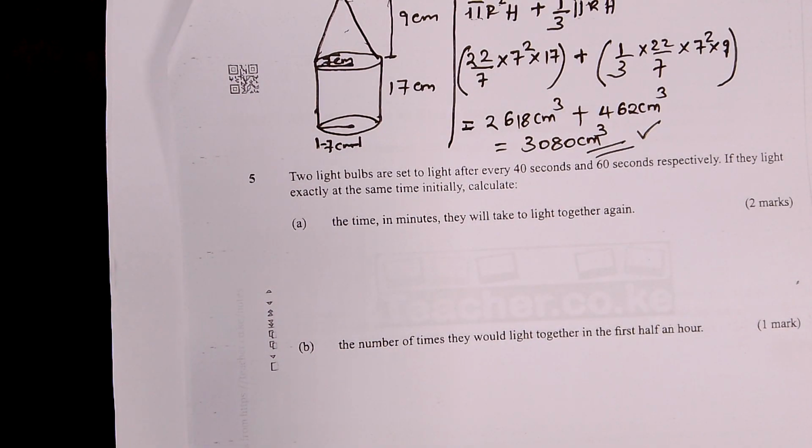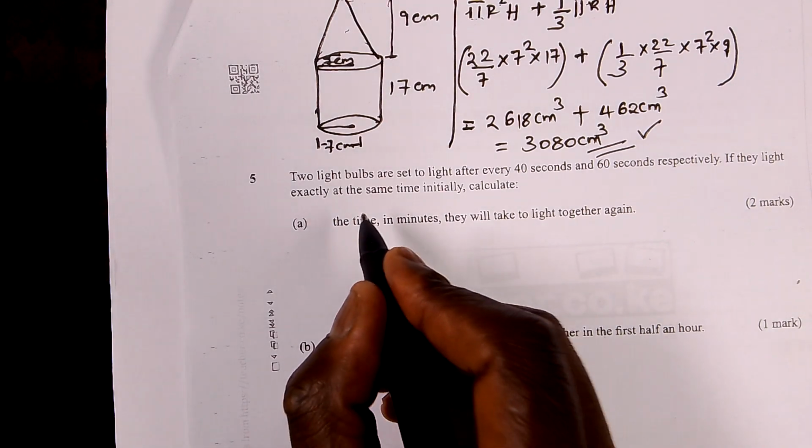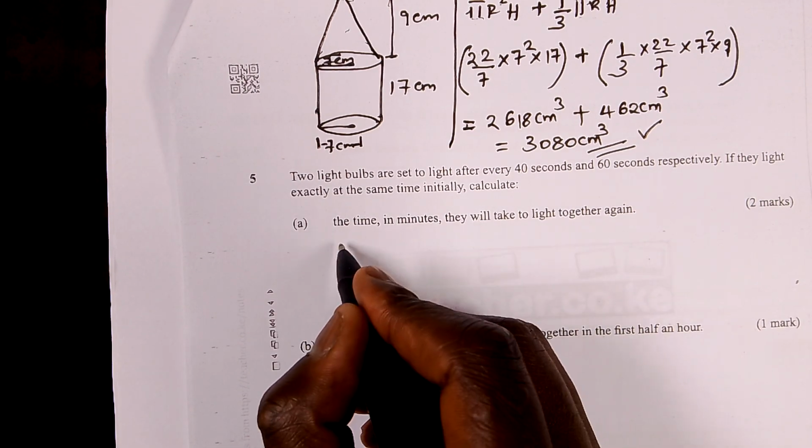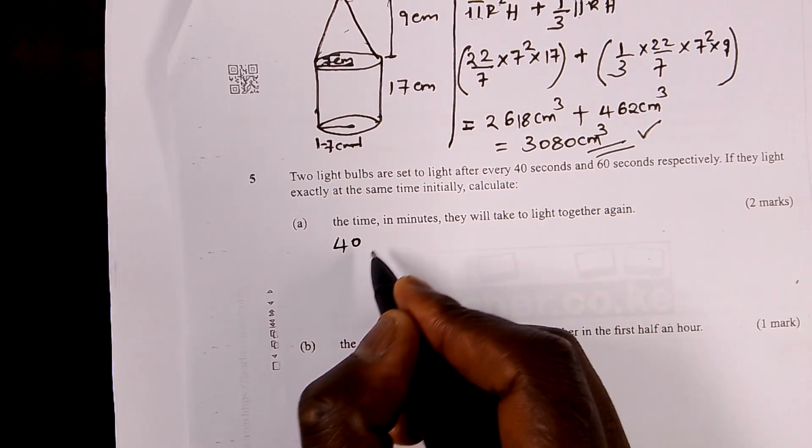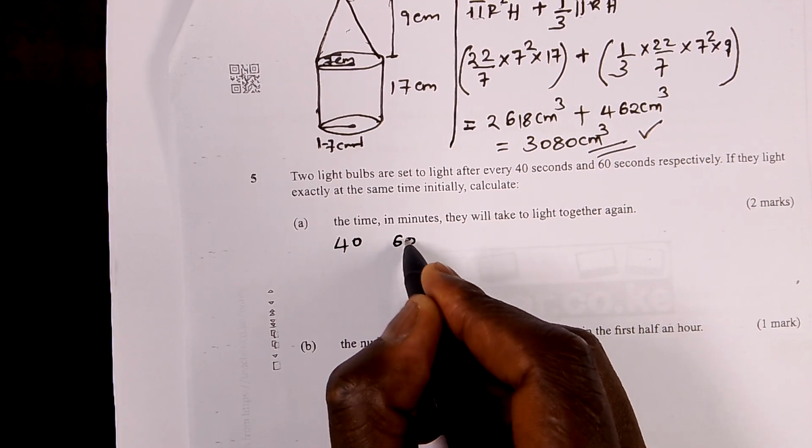Two light bulbs are set to light after 40 seconds and 60 seconds respectively. If they light exactly at the same time initially, calculate the time in minutes they will take to light together again. So in this particular question, question A, we will determine the LCM of 40 and 60.